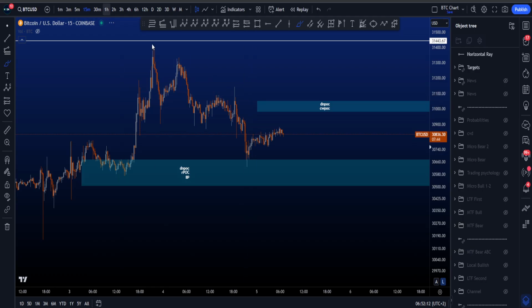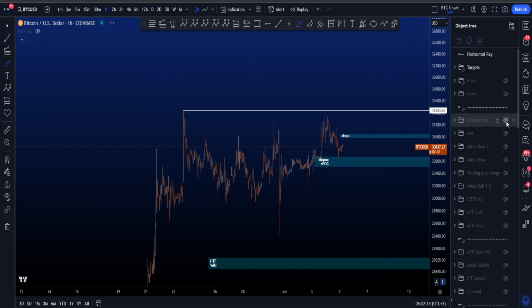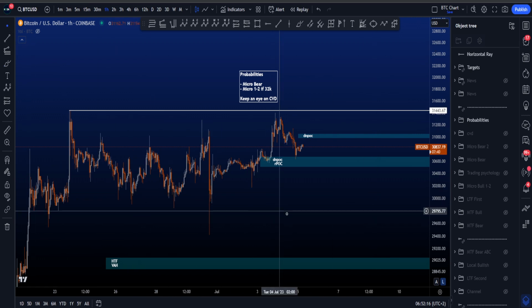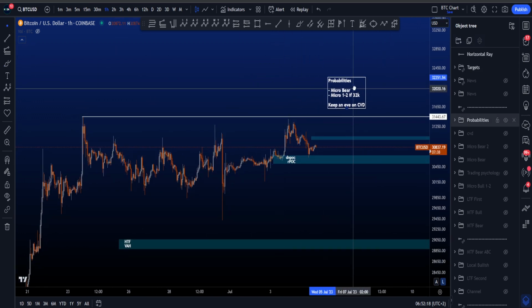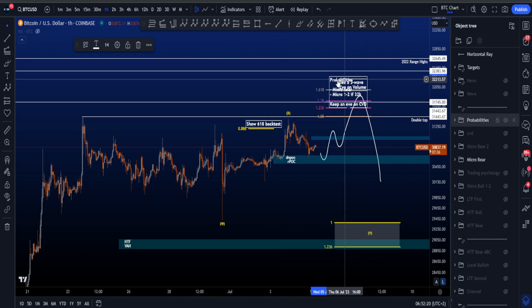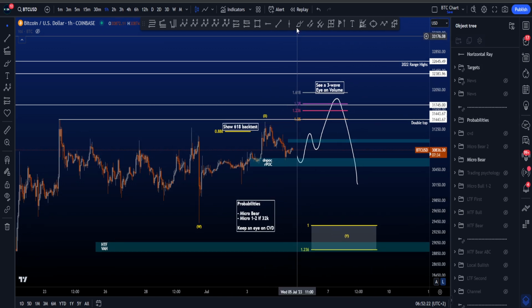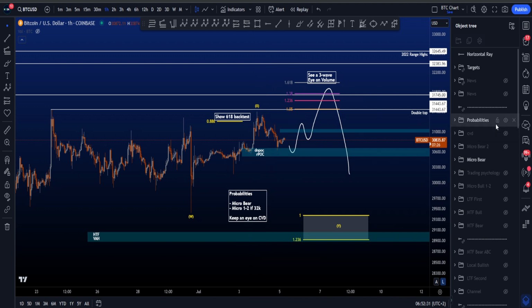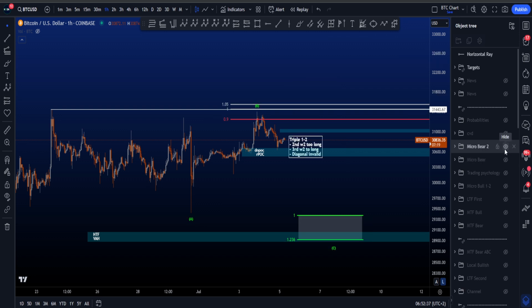And then finally, let's jump into the probabilities section, right? So my main preferred scenario at the moment is this micro bearish scenario, right? I spoke about it, I explained it. Trading psychology wise, it's a brilliant scenario, and this is just very, very interesting. The second scenario then, the preferred second one, is actually still a bearish one, because the bearish scenarios have a higher probability at the moment.